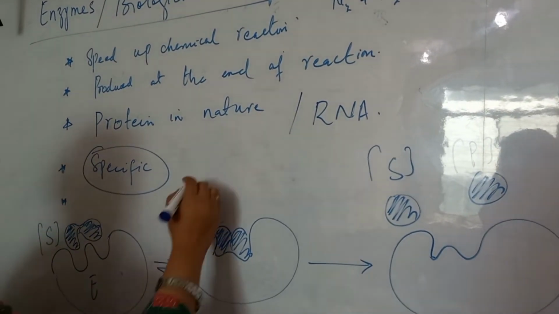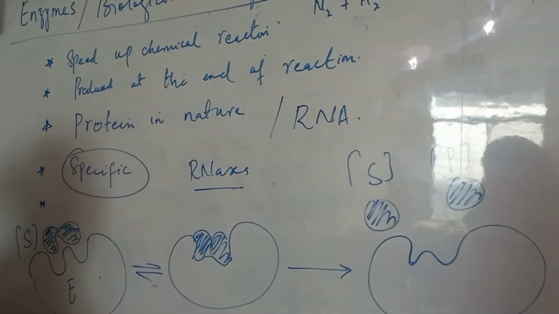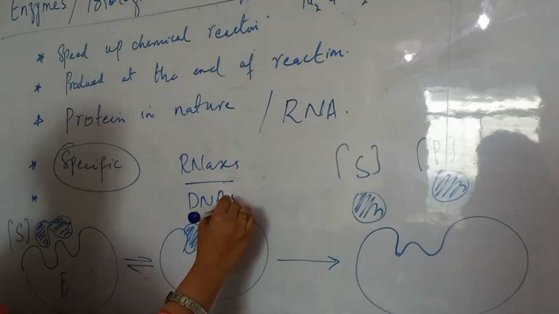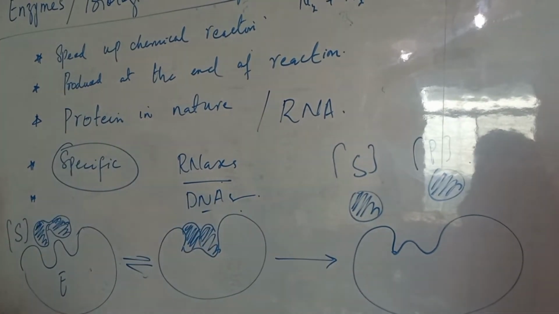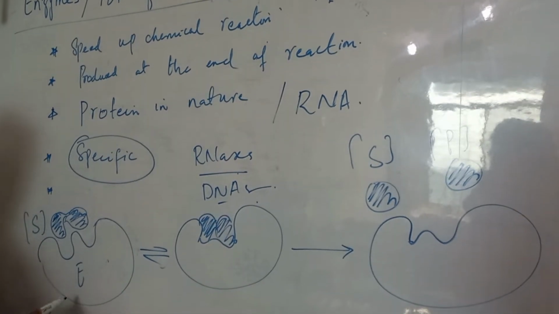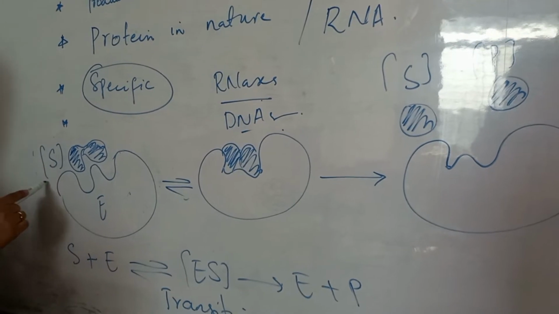For example, if we are using RNases, they break the RNA. If we use DNases, they break the DNA. So the enzymes are very specific in nature. They depict the reaction. For example, in the case of an enzyme catalyzed reaction, the reactants are known as substrate.